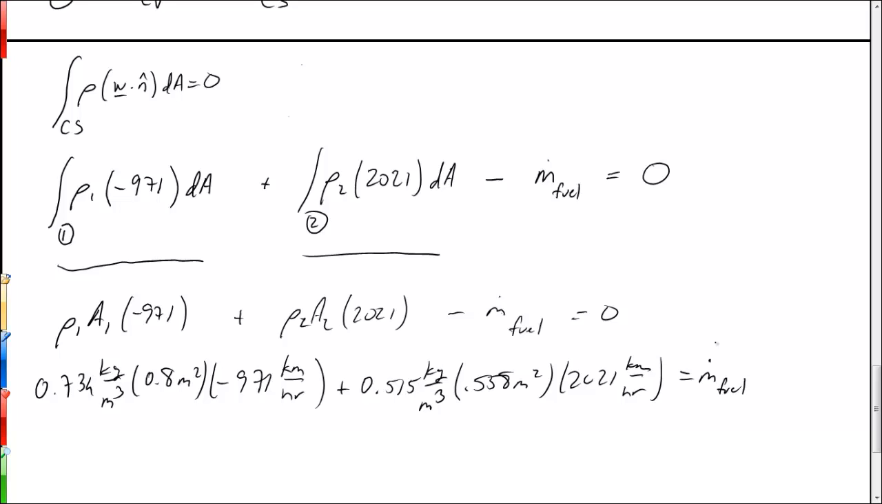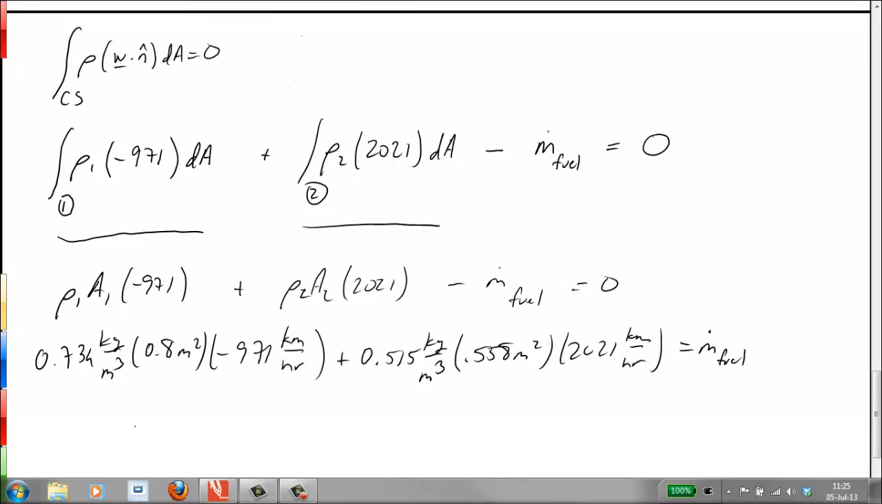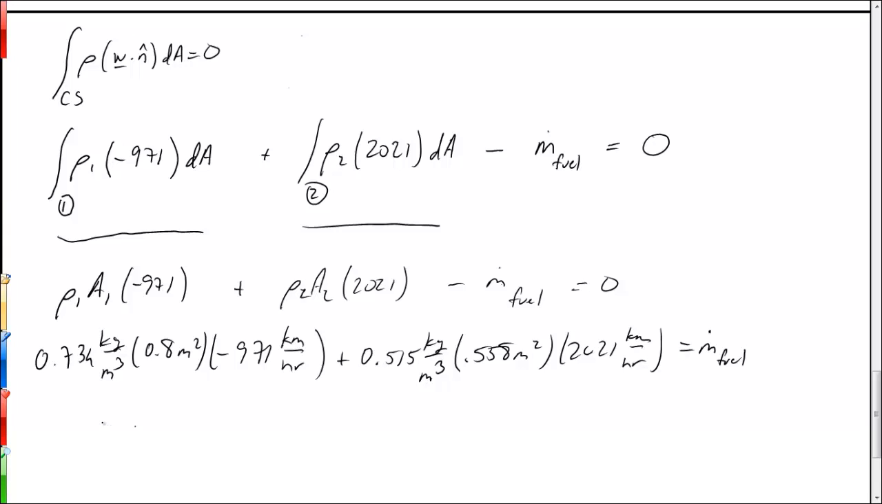And when we go and do the math, let's plug in some numbers. I got my trusty calculator here. We get 0.736 times 0.8 times minus 971, and I get here minus 571. Let's see, doing our units. We have to convert a kilometer to meters, so we multiply by 1,000. We get minus 571,000, and then all of our meters cancel, and we get kilograms per hour.